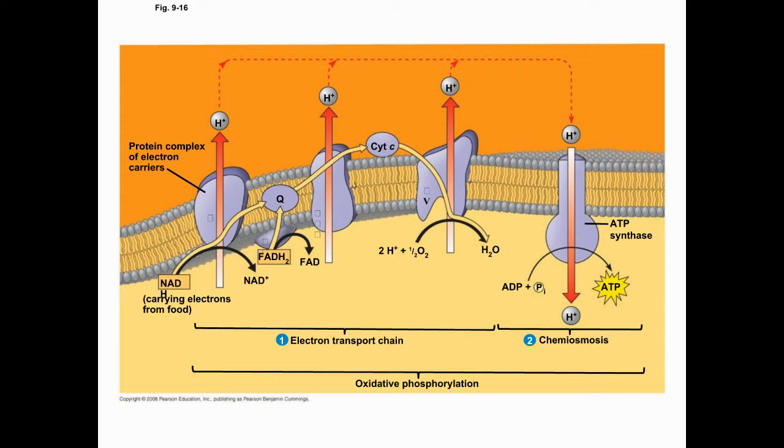And we use all these NADHs and FADH2s, and where do they come from? They come from the Krebs cycle and the process of glycolysis, right? And where does this occur again on the mitochondria? The cristae, the folds of the inner membrane. So that's what we're looking at here.